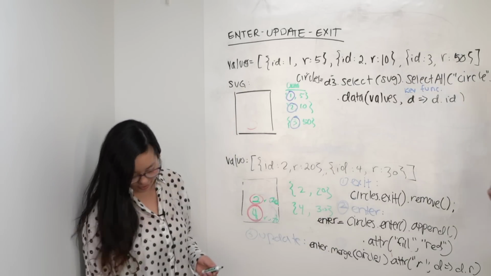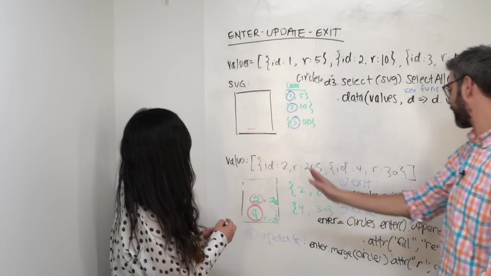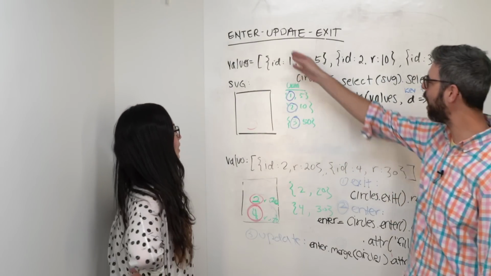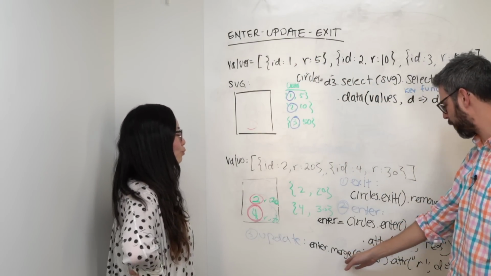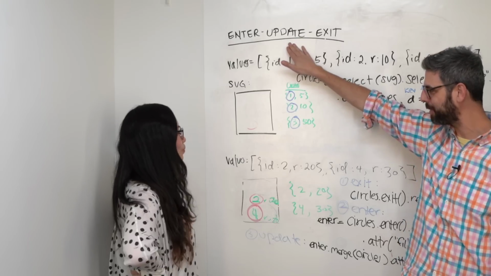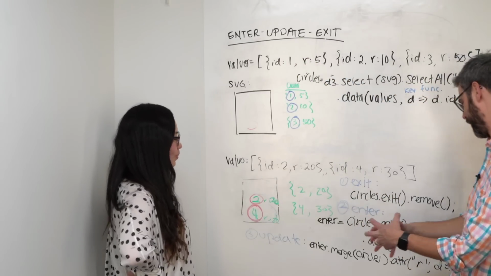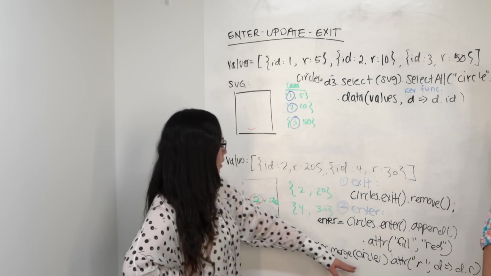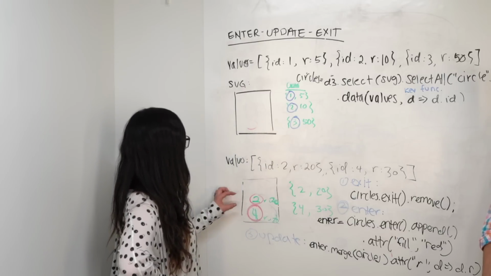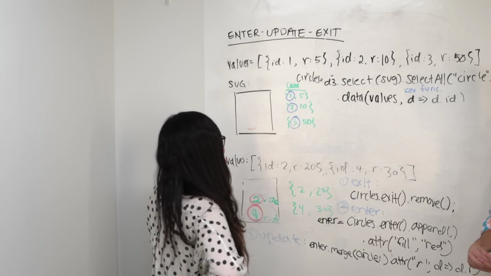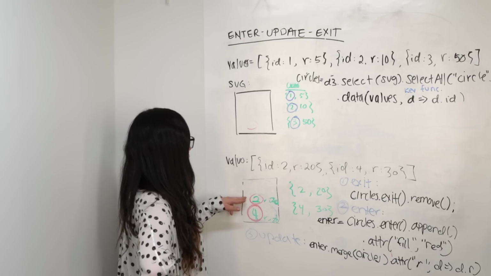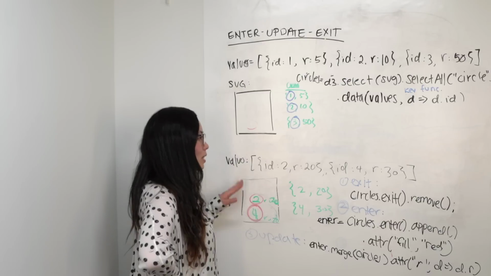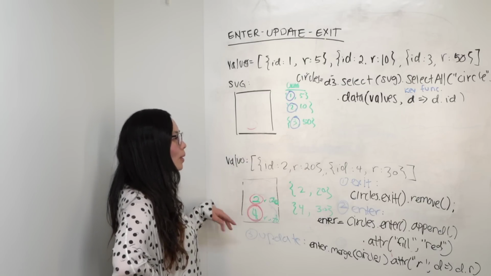So I have an interesting question here. Enter maps exactly to this function called enter. Exit maps exactly to this function called exit. But for update, there's this function called merge. So there is no actual function called update. The process of updating is merging the existing circles with the new data. So it's called merge. Is that kind of right? Yeah. Basically, you can think of the update selection as whatever is existing and then needs to be kept. But honestly, that one's a little bit of a weird one.